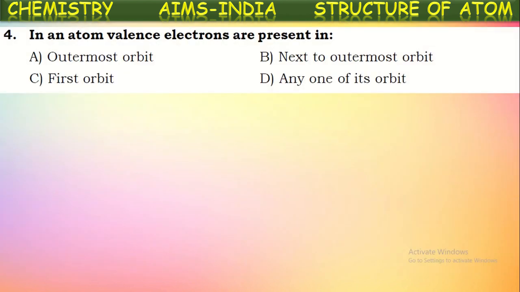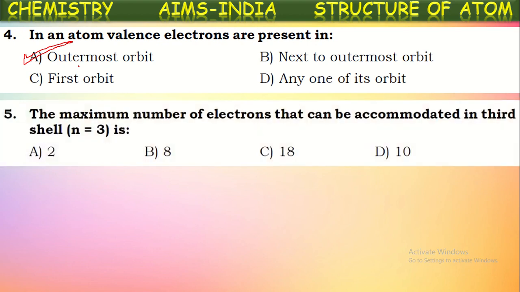Next one, in an atom, valence electrons are present in. Yes, atoms contain a different number of electrons in different shells. But the electrons present in the outermost shell or outermost orbit are called valence electrons, because that outermost orbit is also called the valence shell. So the electrons present in that valence shell are called valence electrons. Okay, now the answer is outermost orbit. The orbit which is last for that atom is called the outermost orbit, and the electrons present in that outermost orbit are called valence electrons.